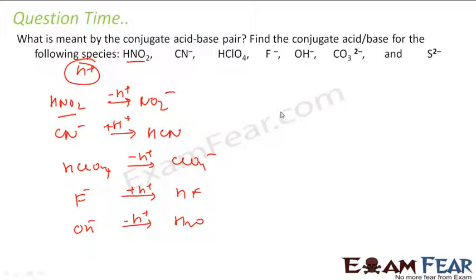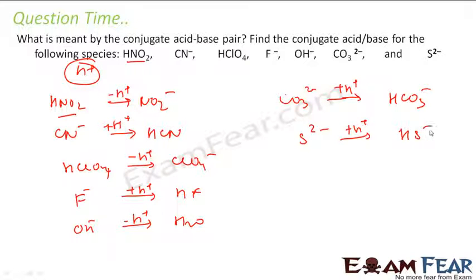Right? Then we have CO3 2 minus. Also, it can't give any proton because there is no proton here. So this will become HCO3 minus. S2 minus also doesn't have any proton, so it will take one proton. This becomes HS minus. Correct. This is how you create acid-base conjugate pairs.